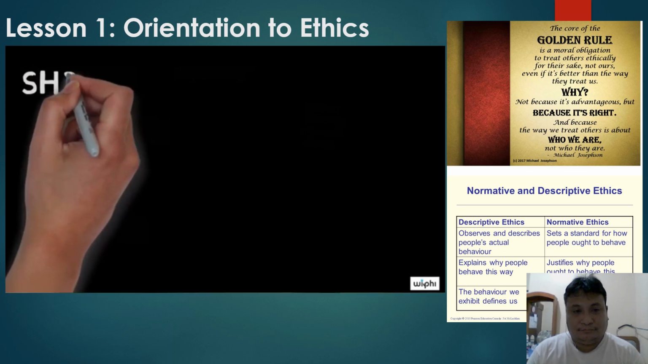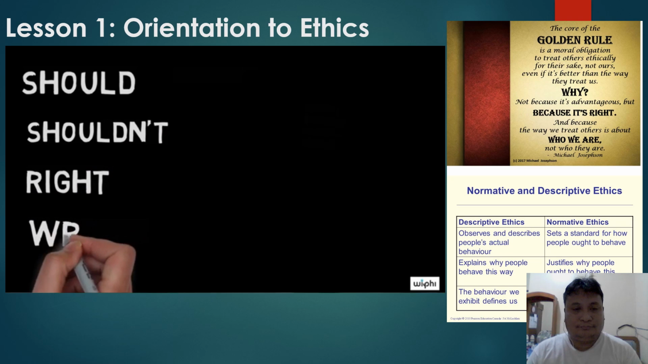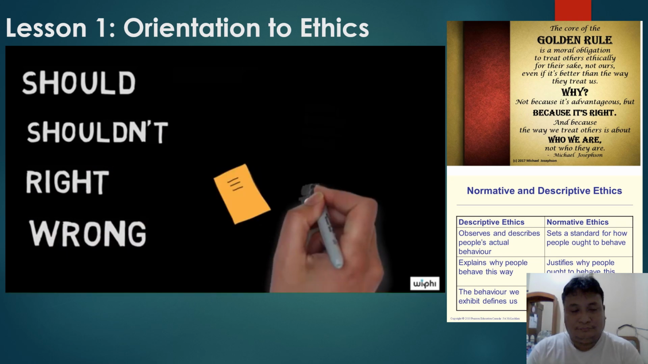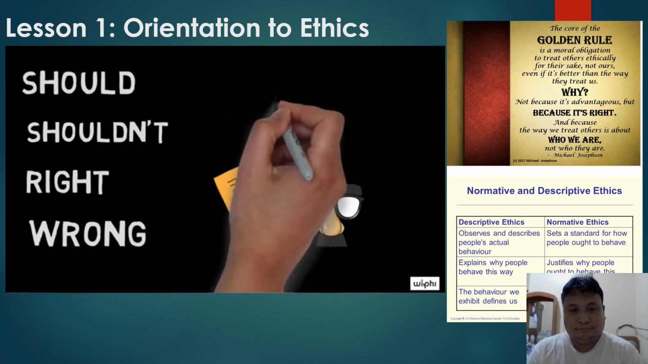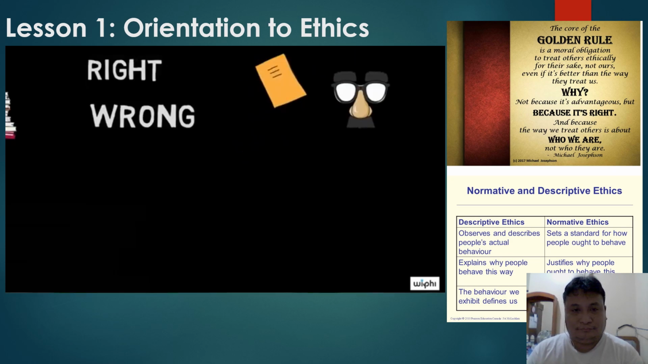Normative claims also include words like should or shouldn't, or right and wrong. For example, you should do your homework. You shouldn't pick your nose. It's not okay to steal a candy bar. Sending a thank you note is the right thing to do. These are also normative claims.